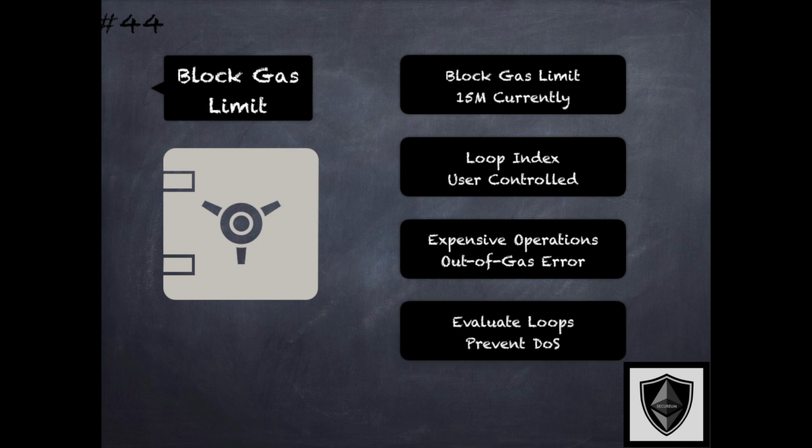So the mitigation here is again to evaluate the loops and make sure that a lot of these expensive operations are not used inside the loops, and also to check if the loop index is user controlled and if it can be bounded to a small finite number so that opportunities for denial of service are prevented.